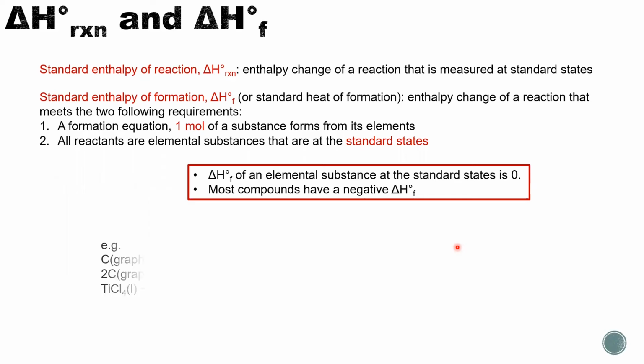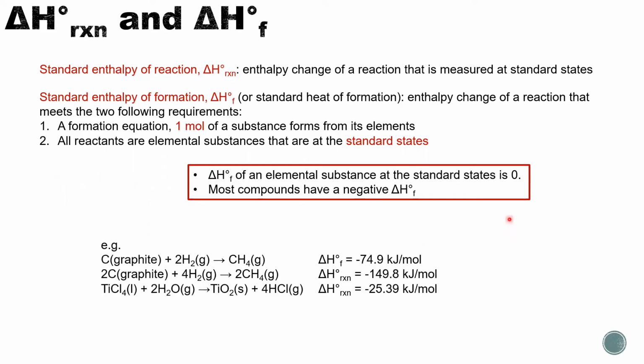Okay, so just to give you a few examples about the standard heat of formation and the standard enthalpy of reaction. First one, carbon reacts with hydrogen gas. Carbon as graphite reacts with 2 hydrogen gas to produce 1 mole of methane, also in the gas phase. For this one, it's a formation reaction, and the standard heat of formation is negative 74.9 kilojoules per mole. You can find the standard heat of formation in Appendix B for most compounds.